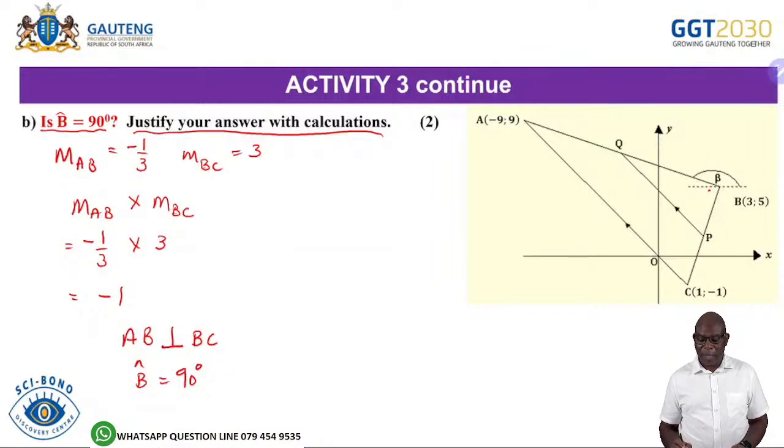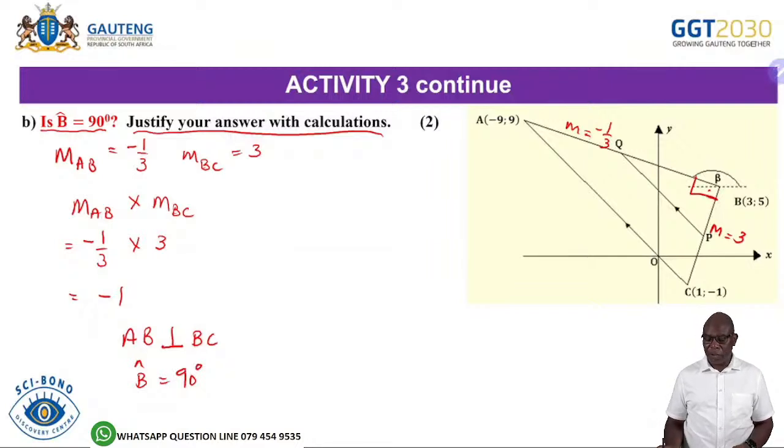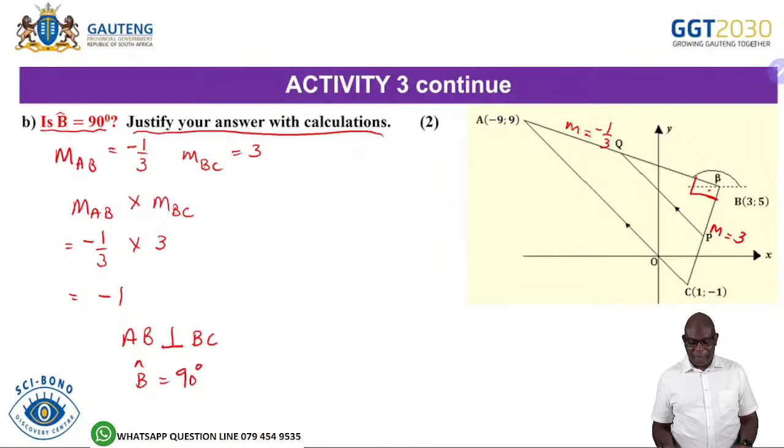So in other words, I know the gradient of this line is negative 1 over 3. I know the gradient of this line is 3. Multiply these two together, that angle will be 90 degrees. Okay, right.